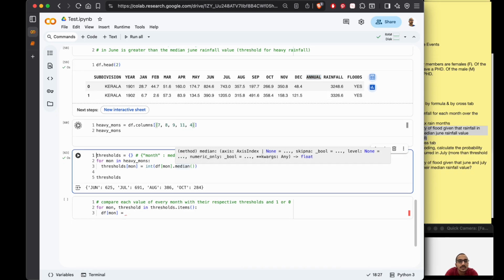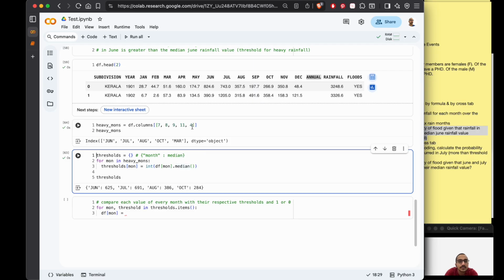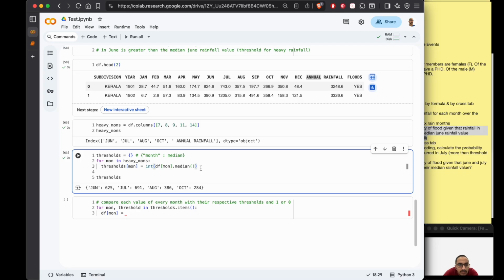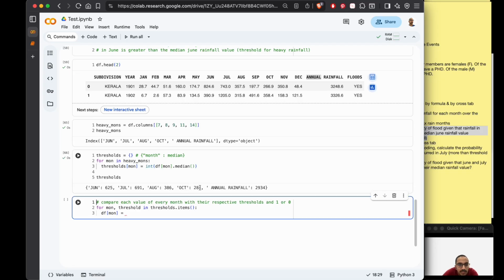This will be 14 then? No. Yeah, it is. So we need annual rainfall as well. So we'll have to compute whether this is also beyond the threshold. So we'll have to compute the median for this as well. So let's see, what will this give? So yeah, we got the threshold for this as well.